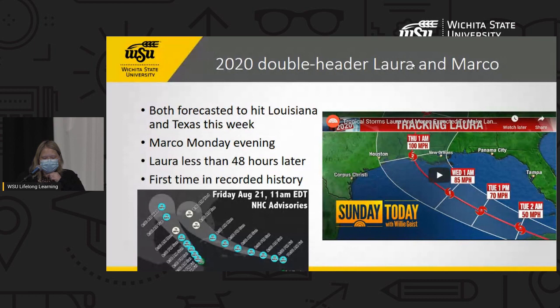So the little diagram on the bottom shows both hurricanes coming in, and the little white dots show when it would reach hurricane status, so like Category 1 hurricane status. I checked a few hours ago, and it looks like Marco has now been downgraded to a storm. Laura, they still expect her to become a hurricane. They're thinking a Category 2 hurricane, and it'll probably hit Wednesday. So this will be interesting to keep watching and see what happens.